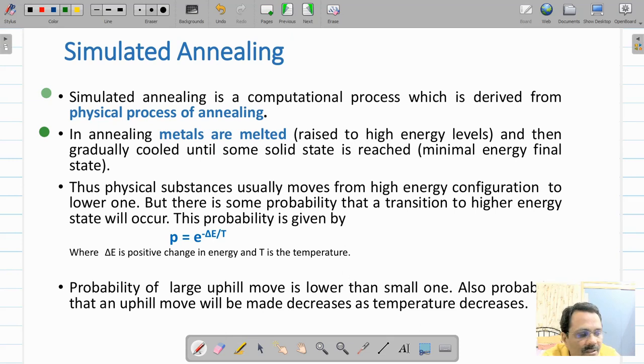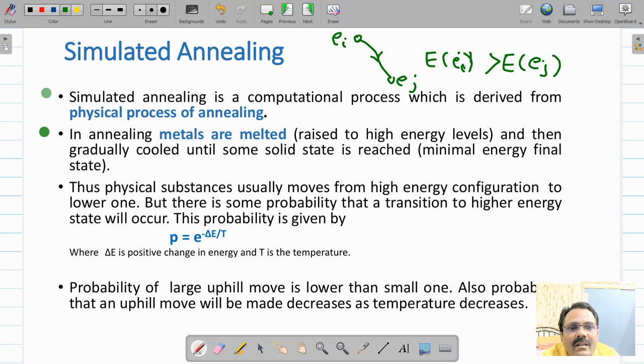If you visualize it, suppose we have state Ei and another state Ej. Energy of this state Ei, if it is greater than energy of state Ej, then the system will move from Ei to Ej. So if this is the case, then we accept the solution if you think of this in terms of an algorithm.